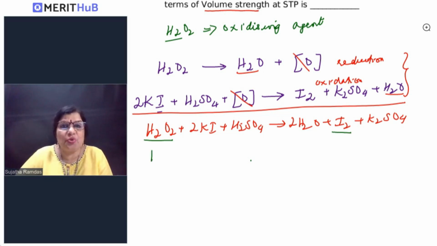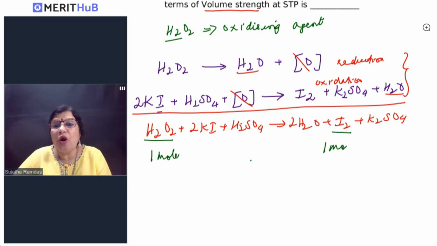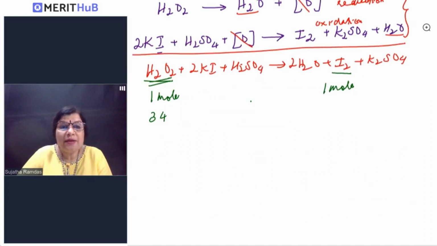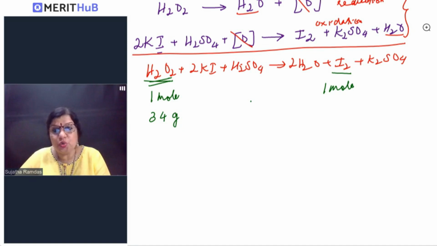Now what is the mole ratio? 1 mole of hydrogen peroxide produces 1 mole of iodine. In the question, iodine is expressed in terms of mass, so let's convert these moles to masses. What is the molar mass of hydrogen peroxide? 1 mole implies 34 grams of hydrogen peroxide, and 1 mole of iodine corresponds to 127 into 2, which is 254 grams of iodine. So what does this tell us? 34 grams of hydrogen peroxide produces 254 grams of iodine.